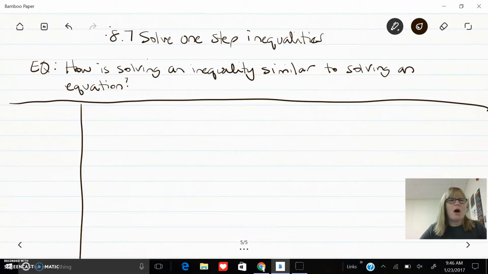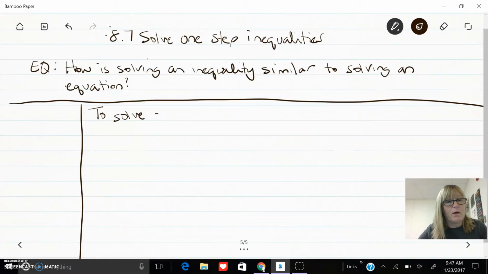All right, so our essential question is, how is solving an inequality similar to solving an equation? All right, so to solve an inequality, I see my mouth moving after I speak, so hopefully the sound is okay on here. Please email me or text me if the sound doesn't match what's going on.